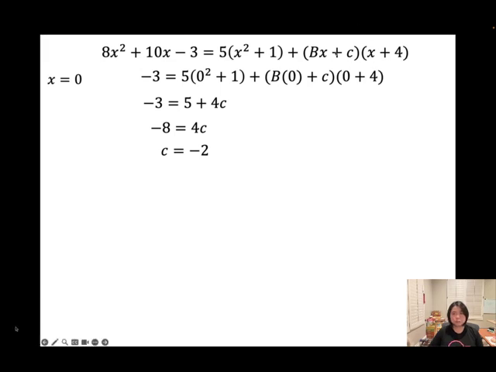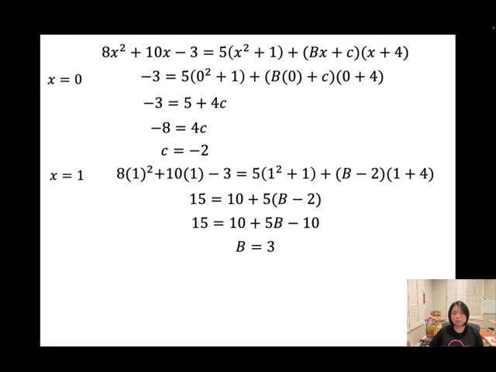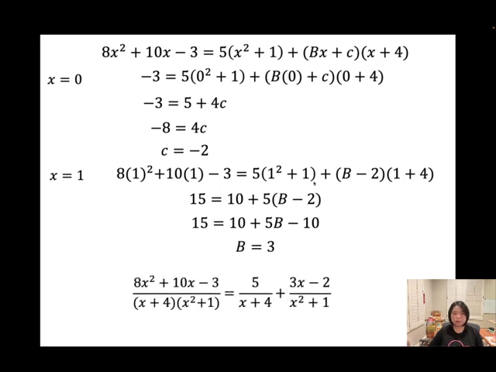Okay, you could plug in here again. C equal to -2. And then this time, I'm gonna plug in x equal to 1. Okay, you could pick an easy number. x equal to 1. Simplify it. You're gonna get B equal to 3. Okay, and then plug back into the original one. This is A with the linear factor, and this is a quadratic factor and it's not factorable. So that's why we let the Bx + C.